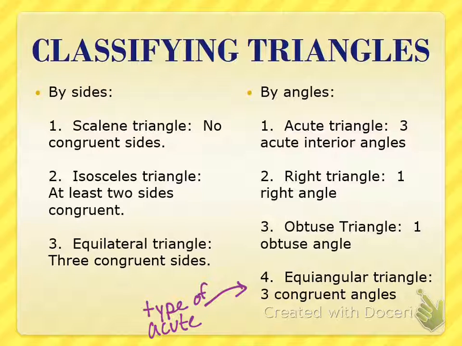So anytime you have a triangle, you should be able to classify it by its sides and by its angles if you've been given enough information. One thing we might learn as a theorem later, and I'll just mention it right now, would be that equilateral and equiangular triangles always happen at the same time. If a triangle is equilateral, it's going to be equiangular. If it's equiangular, it's going to be equilateral. That pair always occurs together.